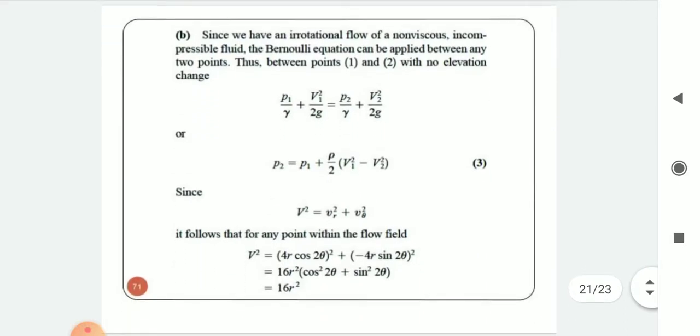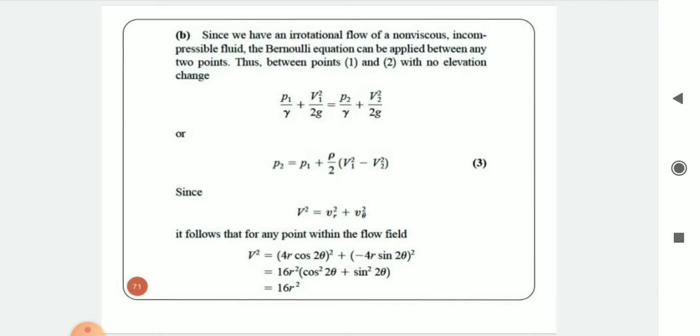Then second, since we have an irrotational flow of a non-viscous incompressible fluid, Bernoulli's equation can be applied between any two points. Thus, between point 1 and 2 with no elevation changes, P1/γ + V1²/2g = P2/γ + V2²/2g, or P2 = P1 + (ρ/2)(V1² − V2²). Let's call it equation 3.